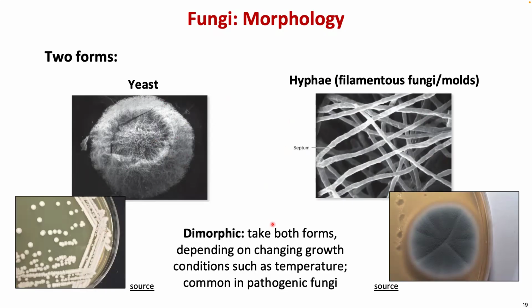And then we have the third category, which is dimorphic. Basically, they take the form of either the fluffy nature or the filamentous nature, depending on the environment they've been exposed to and the danger they face. And it's very common in pathogenic fungi.